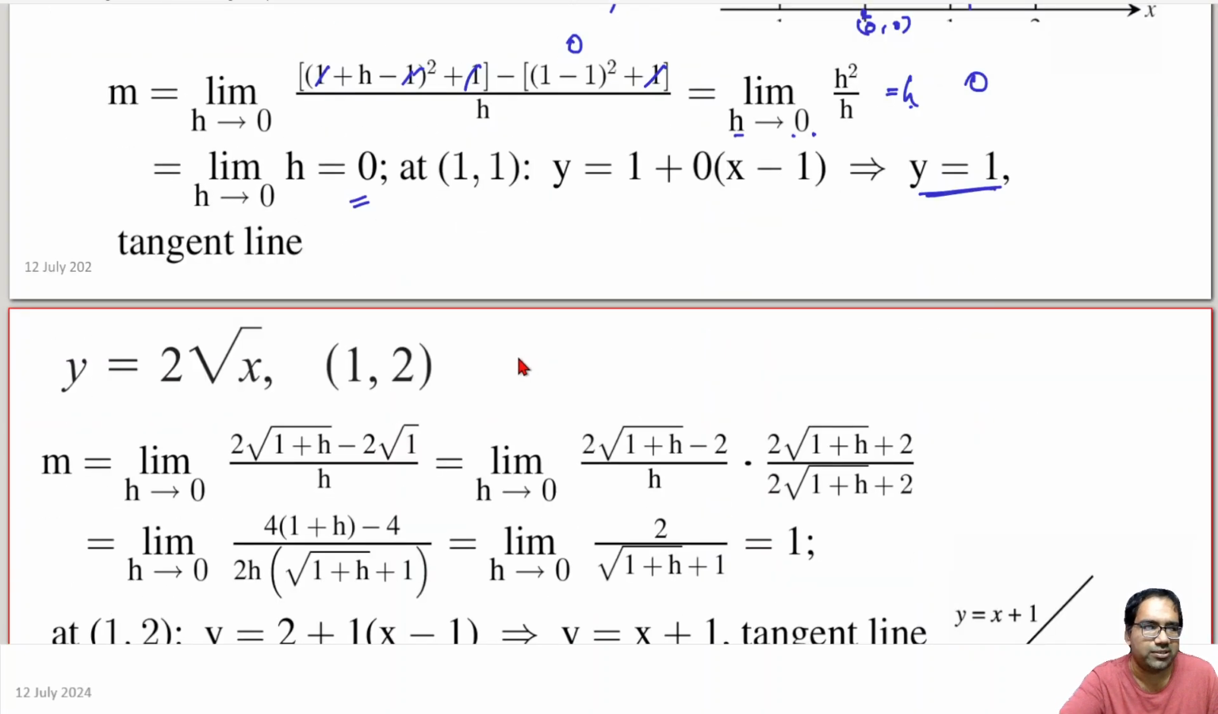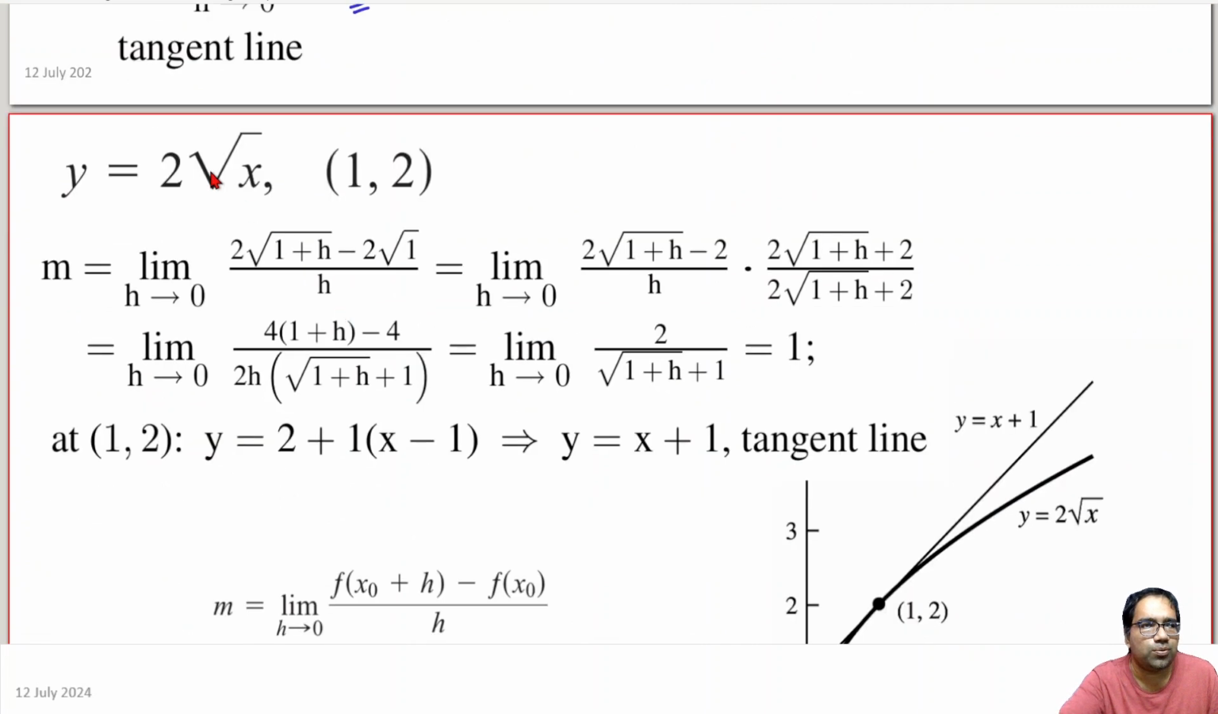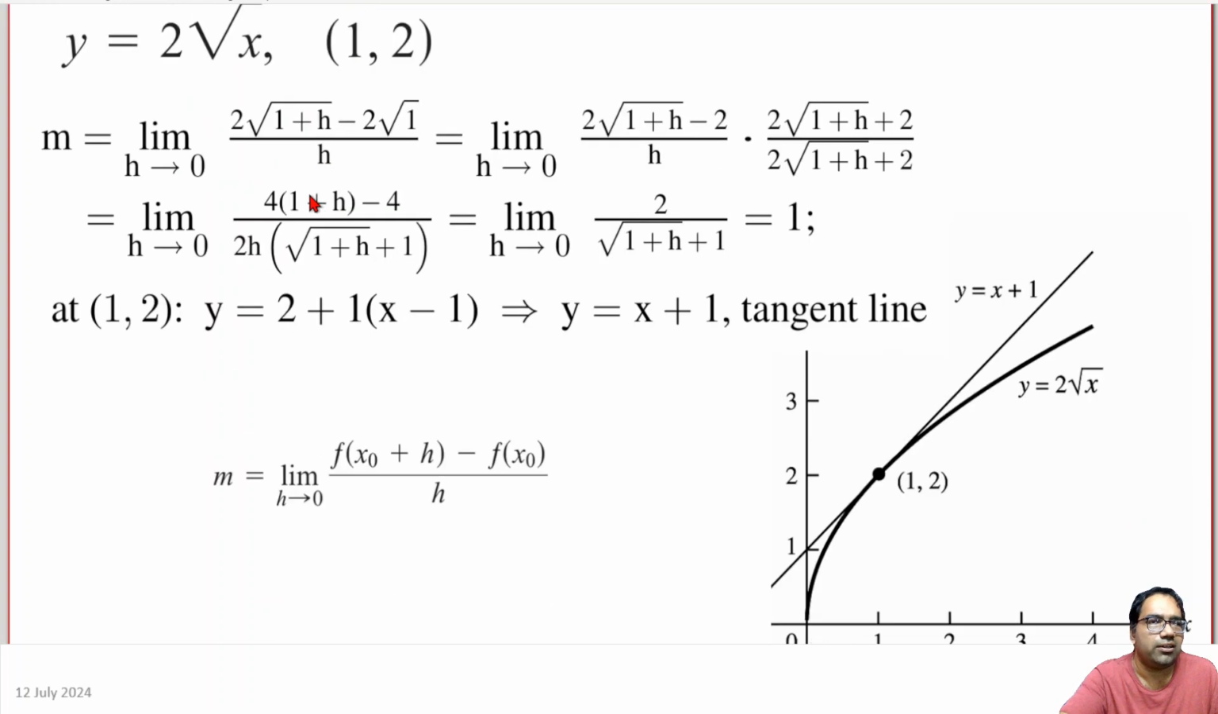Similarly, let us take one more example. This 2 root x, slope at this point (1, 2). Right, 2 root x, we know how it looks. Root x will look like this. This point is (1, 1). And 2 root x is this point multiplied 2 times everywhere. Right, instead of this 1, it becomes 2. That is this point (1, 2).